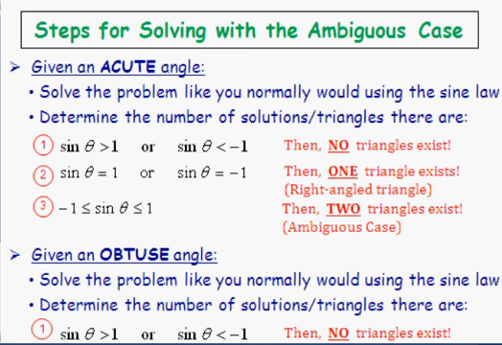If sine theta equals 1 or -1, that means it's a right angle triangle. And if sine theta is between -1 and 1, that means we have two triangles. So we have the ambiguous case, and you have to solve both of them instead of having just one triangle.